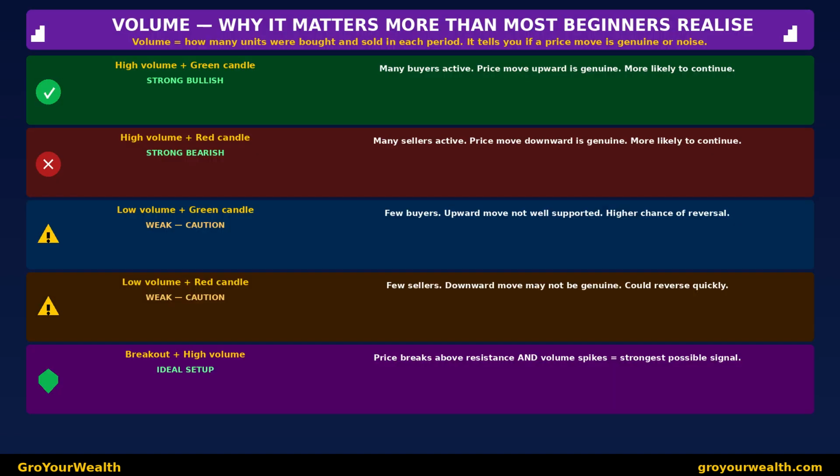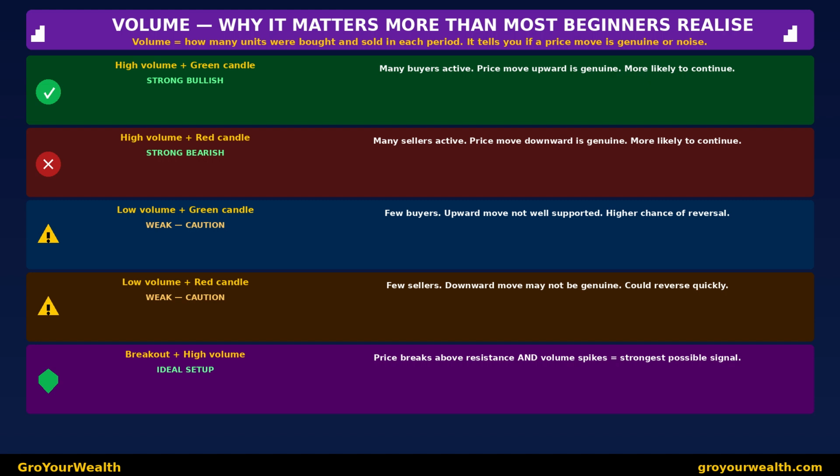Below most crypto charts you will see a bar chart called the volume indicator. Volume shows how many units of the asset were bought and sold during each period. Volume is one of the most important signals a beginner can learn to read. High volume on a green candle means a lot of buyers were active, the price move upward was genuine and supported by real demand. High volume on a red candle means a lot of sellers were active, the price move downward was genuine and driven by real selling pressure.